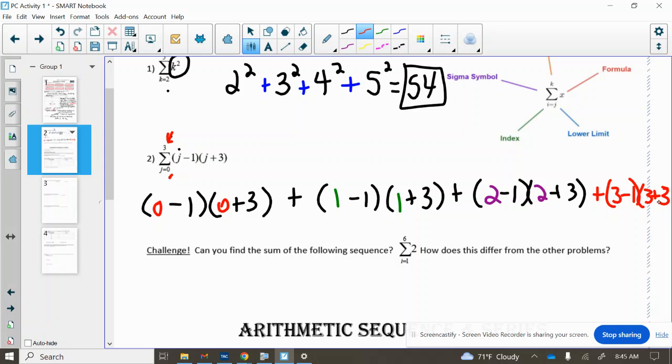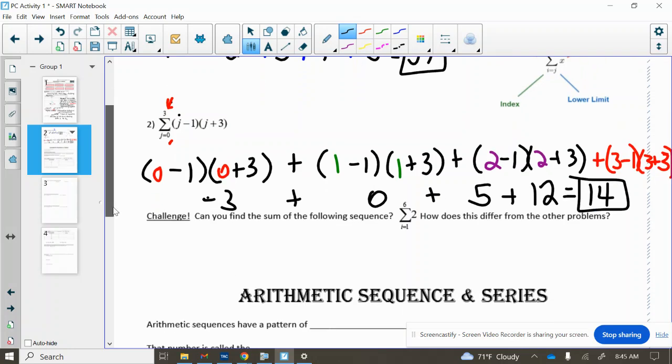And then simplifying that. Okay, so 0 minus 1 times 0 plus 3 is negative 3. 1 minus 1 is 0 times 1 plus 3 is 0. 2 minus 1 times 2 plus 3 is 5. And then 3 minus 1 times 3 plus 3 is 12. So this time when we add up those 4 terms, our sum is 14.